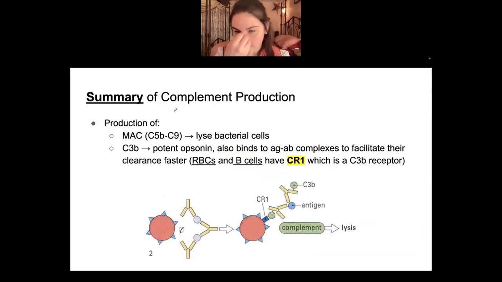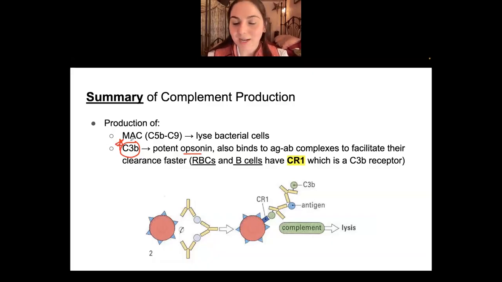Okay, so this was another thing that I wanted to mention. We're getting MAC, which is C5b through C9. That's going to lyse the bacterial cells. We're getting C3b, which is the best opsonin you can imagine. There are some antibodies that act like opsonins, which we'll talk about tomorrow. We'll talk about antibodies tomorrow. So some antibodies can also act as opsonins, but C3b is by far the best opsonin that the body makes.